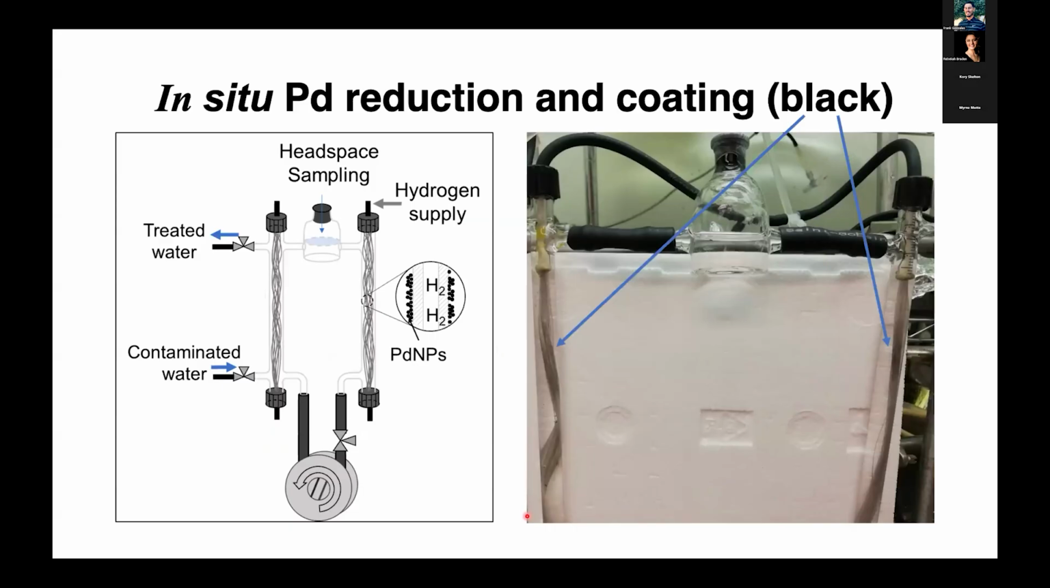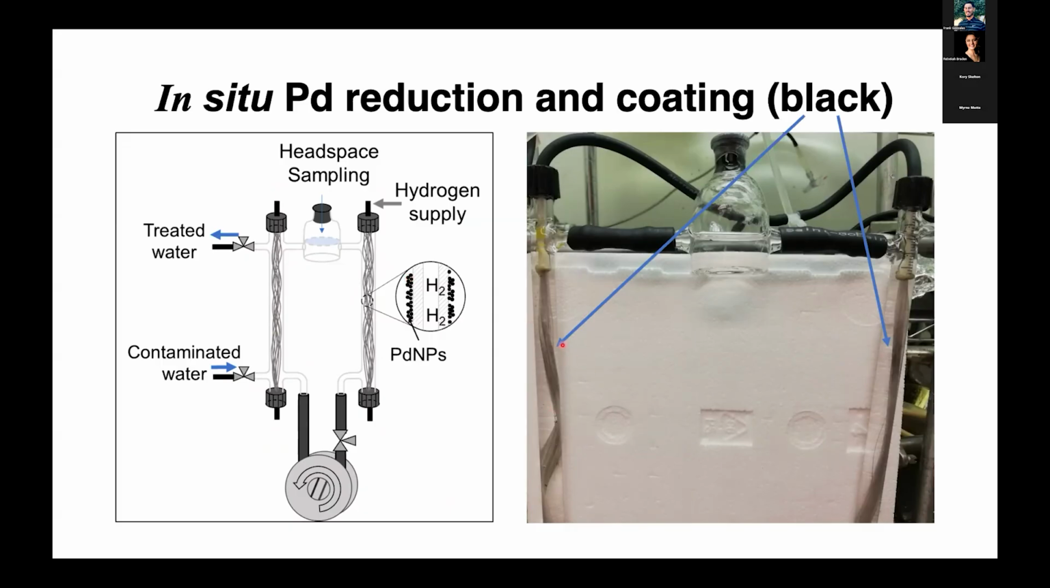So the first stage is using palladium as the catalyst. Palladium is a wonderful catalyst for doing reductive defluorination. And the way we set it up, we have a system where we have these hollow fiber membranes that are being delivered hydrogen in the inside. And the hydrogen goes to the outside, and it forms palladium nanoparticles on the exterior of the membrane. That's what we call the catalyst film. And I'll show you a picture of that, how that works in just a minute.